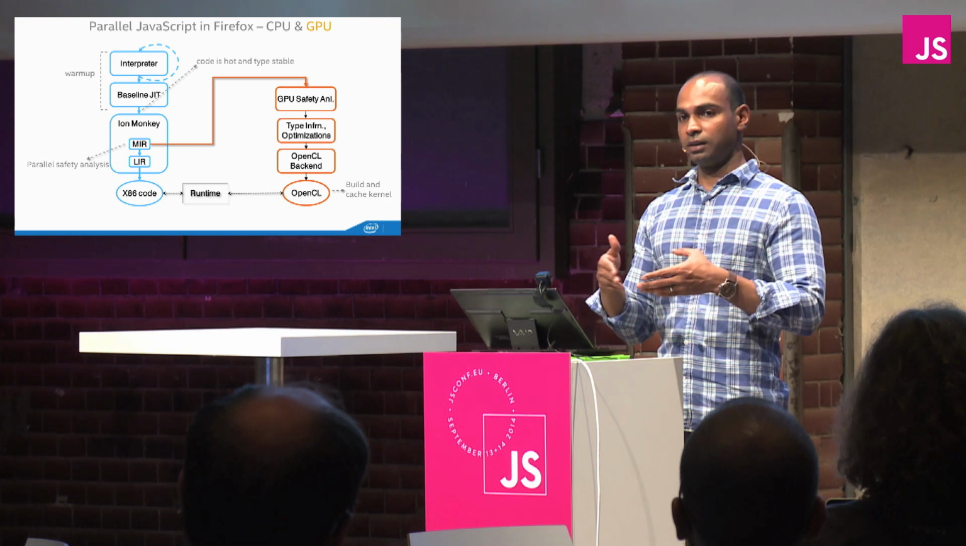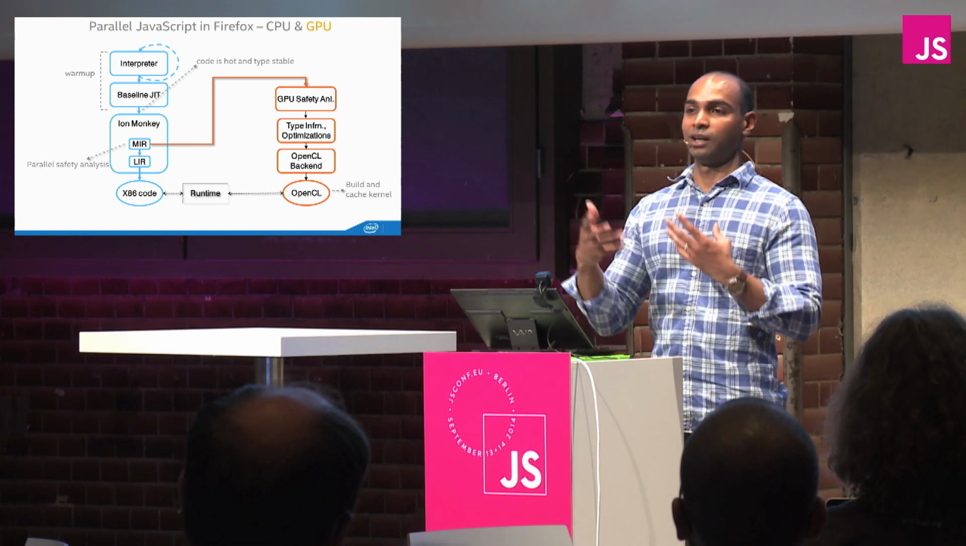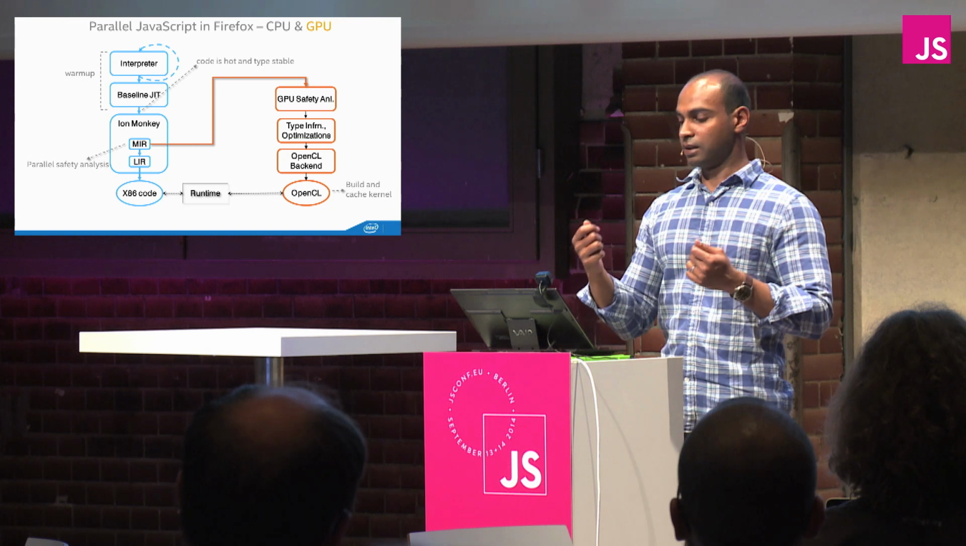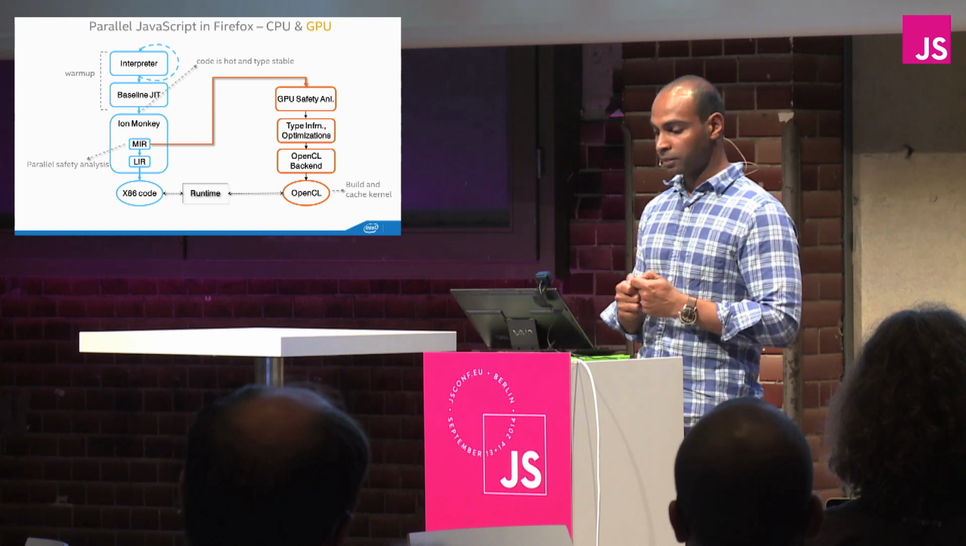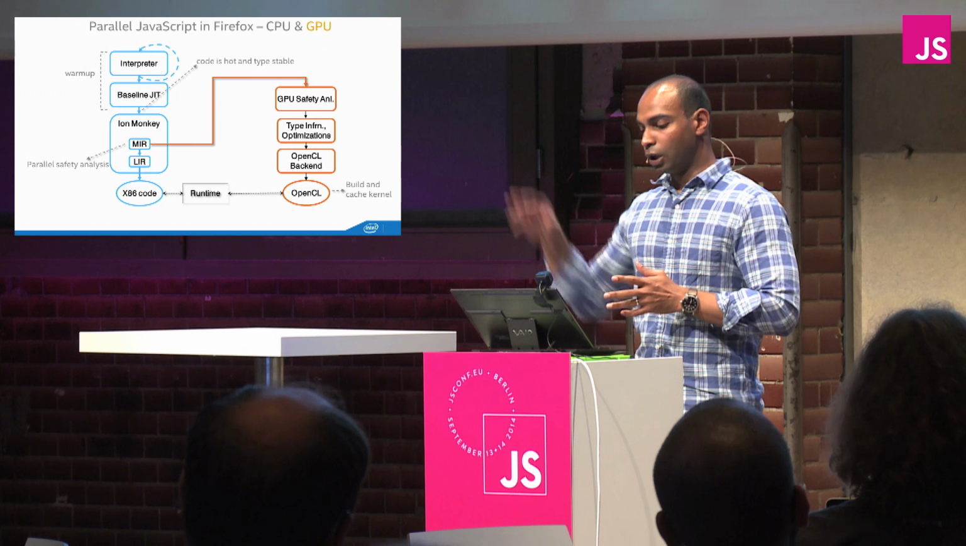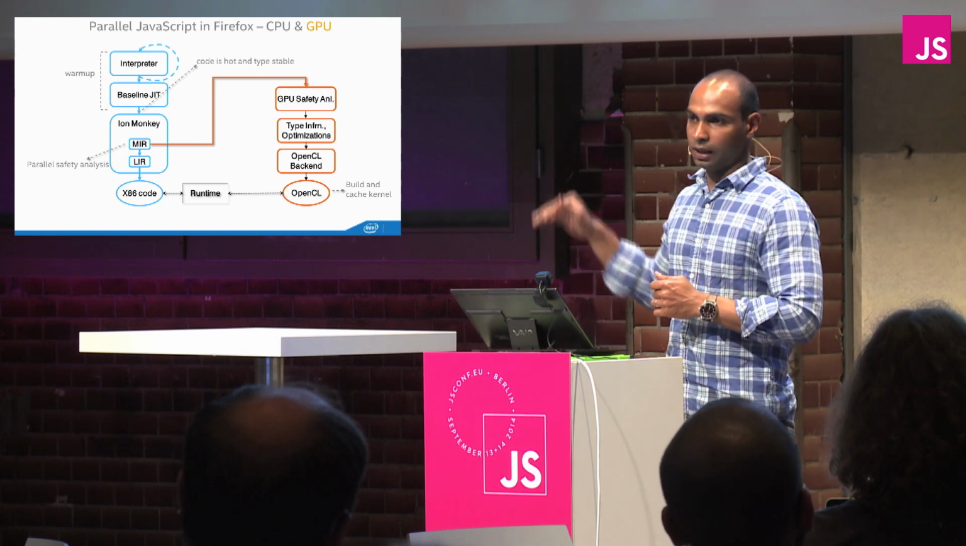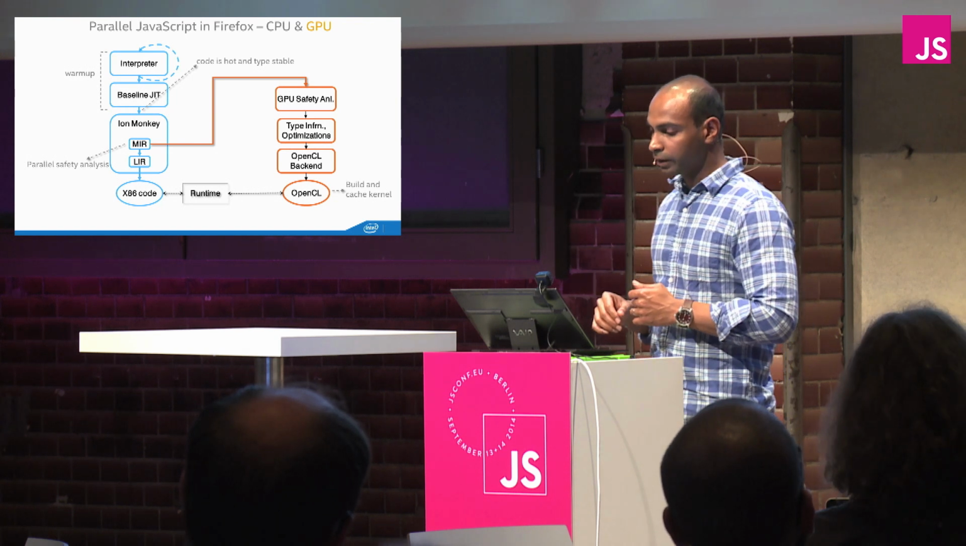It is at this point that you would do your parallel safety analysis, that is, checking whether something is actually safe to run in parallel or not, right? After that, you would just lower it a few times, and then you would just get native code, right?